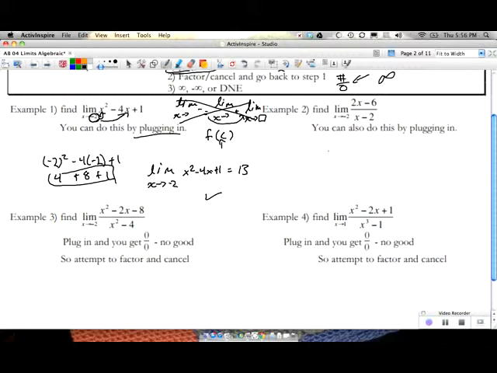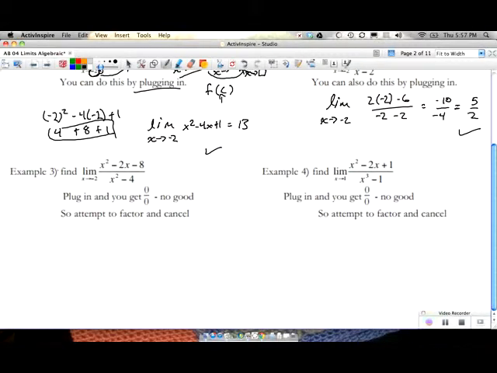This next one, if I plug in -2, let's see what happens. The limit as x approaches -2 of 2 times -2 minus 6 over -2 minus 2. Well, that's just -10 over -4, or 10 over 4, or even more simplified, 5 over 2. Check. No problems. All right, now let's look at what we would do when we get problems.